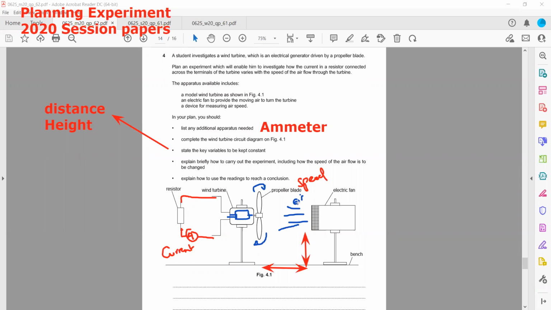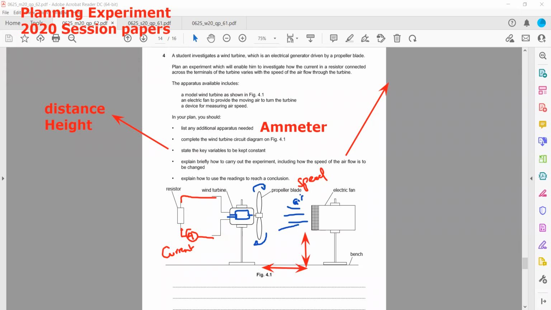Then explain briefly how to carry out the experiment, including how the speed of airflow is to be changed. So how we carry out the experiment, the procedure. Sir, does every point have a mark? Yeah, every point has a mark. Like for example, when you draw the circuit diagram correctly, that will give you 1 mark. When you mention the ammeter, the second point, you will get the second mark. When you mention distance and height, the key variables, you will get the third mark.